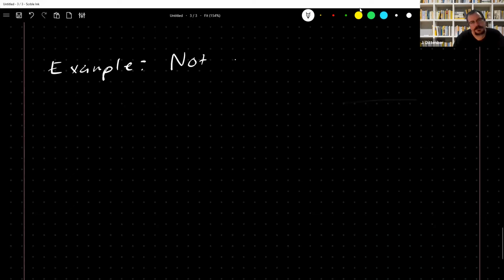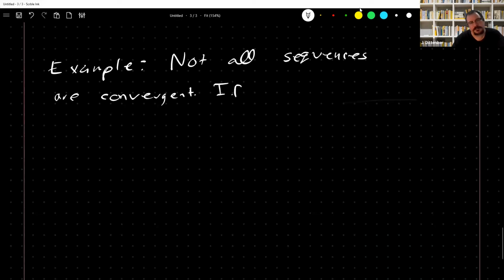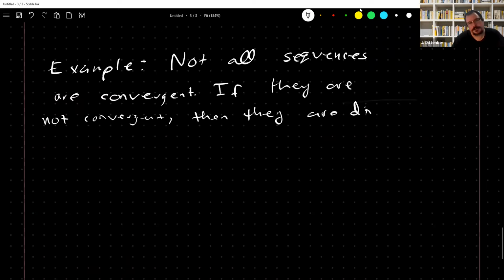So not all sequences are convergent. And if they are not convergent, then they are divergent. It means that there is no value that they're getting closer and closer to as we let n go to infinity.